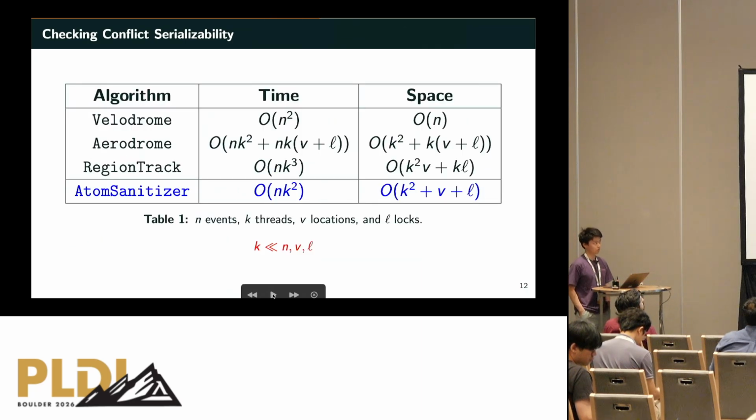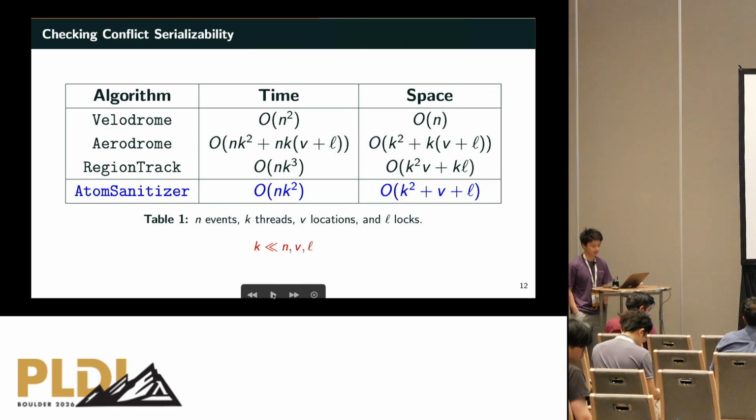There are also several other papers trying to resolve this problem, and our algorithm is the fastest one. The time complexity is n k squared. Here n is way larger than k, and k is way smaller than N, V, L. K is the number of threads, and N, V, L correspond to the number of events, variables, and locks.